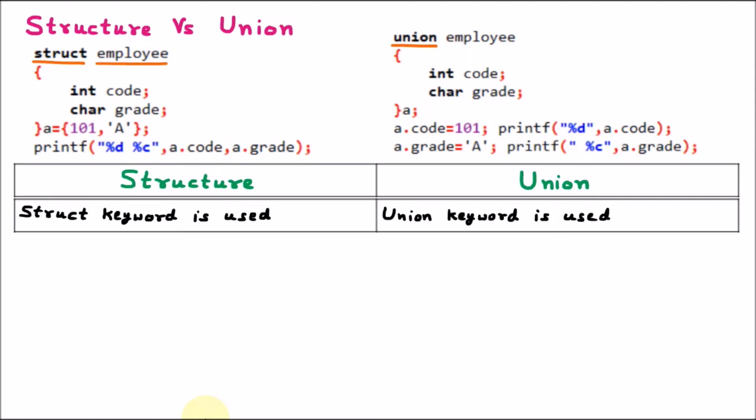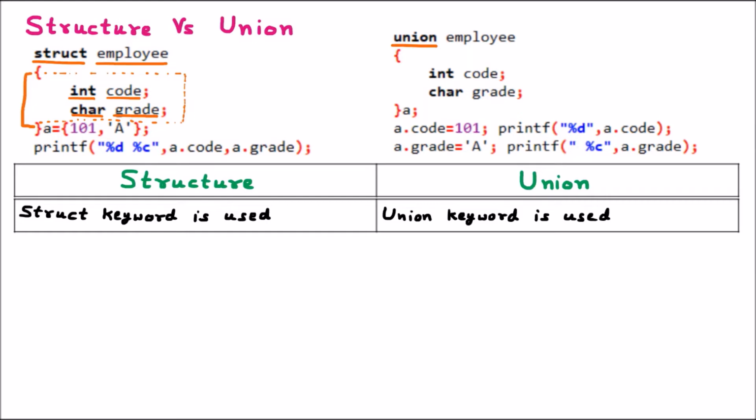Now inside that, we have the body of the structure. Inside the body of the structure, we have two elements. The first element is an integer, which is code. So here code is a variable of integer type. Then the second element is char grade. So grade is a variable of character type. This complete thing is called defining the structure.